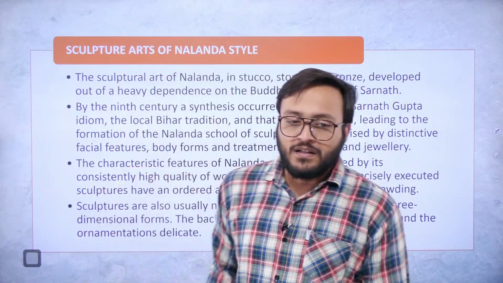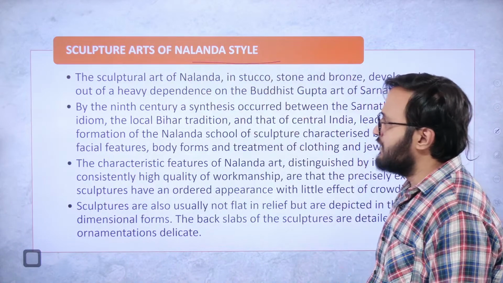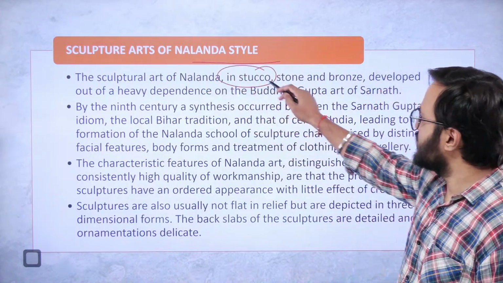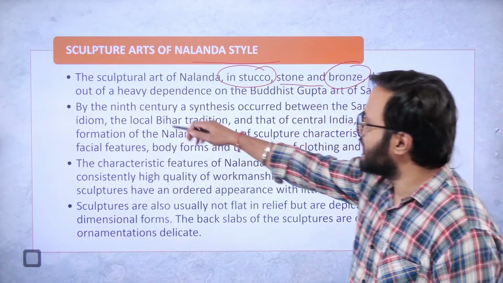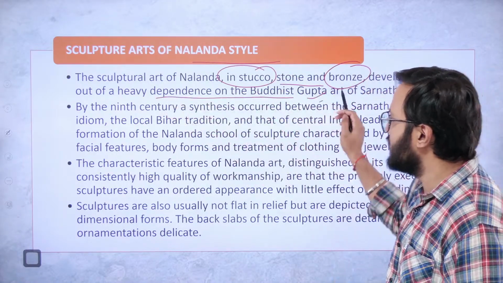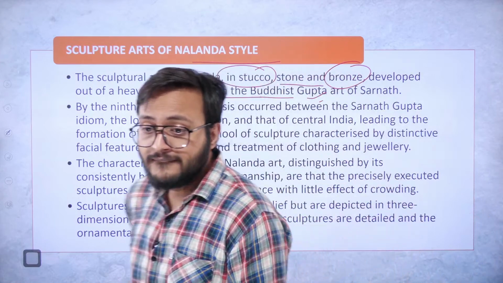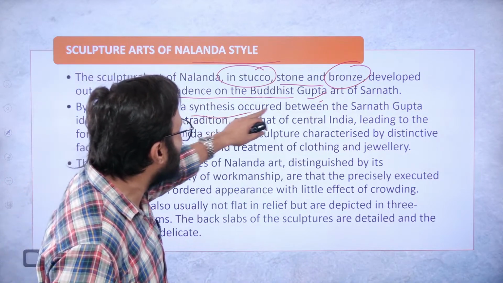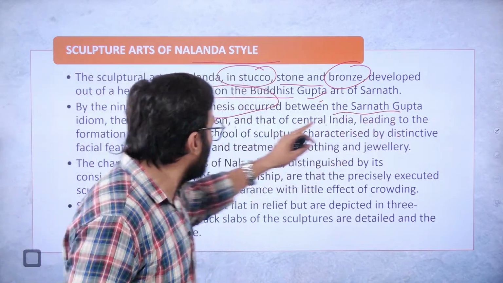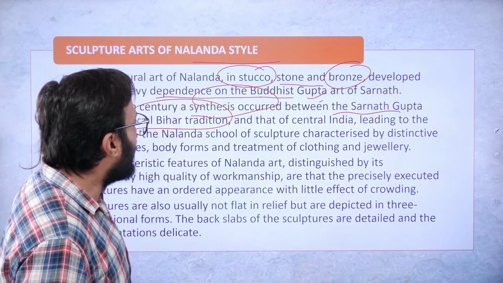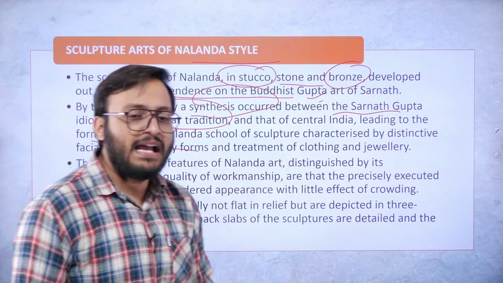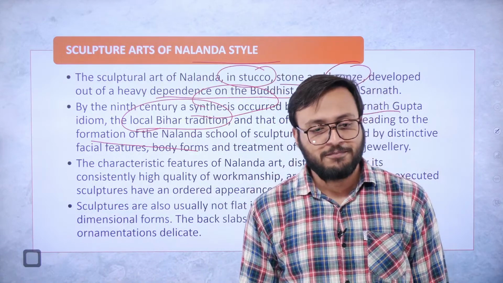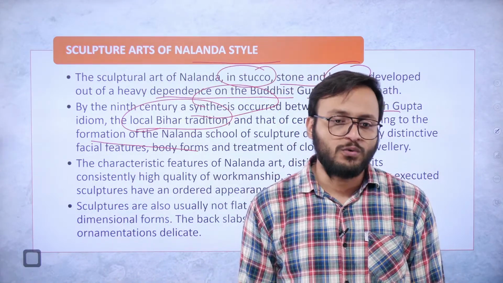Now, other sculpture arts of Nalanda style, if we talk about it, guys, as I told you that stucco, stone, bronze, etc., they were quite important for the Buddhist sculpture art in the Nalanda. By the 9th century, let me tell you, there was a synthesis between the Sarnath Gupta style and the local Bihar tradition that resulted into the development of the Nalanda school of sculpture. Right? Nalanda school of sculpture.